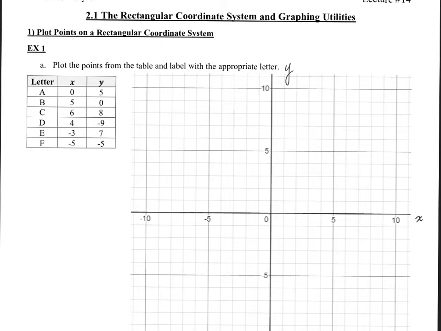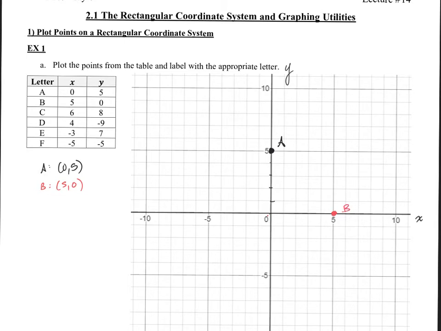So the first one we see is 0, 5, which is point A, 0, 5. Well, that means for x, we don't move anywhere, we're stuck at 0, and then we go up to 5. So 0 and 1, 2, 3, 4, 5. So that is point A, and I'll label it point A. The next one, point B, is 5, 0. So this time, x is 5, so we'll go over 5, and then we don't move anywhere for y. And that's point B.